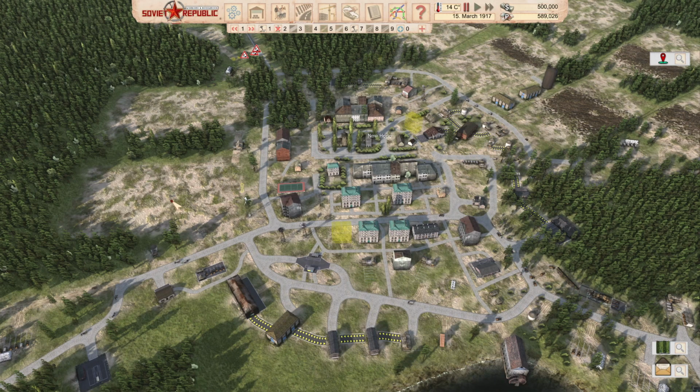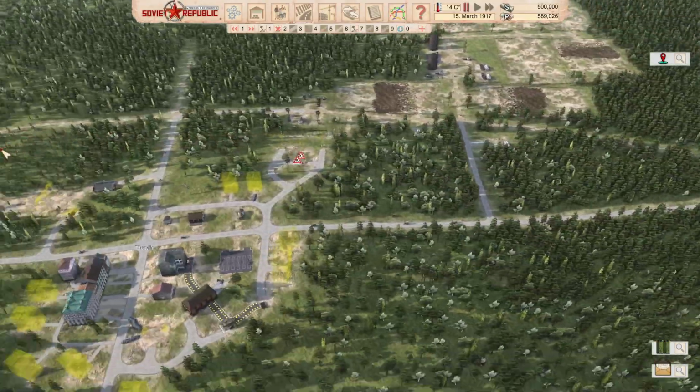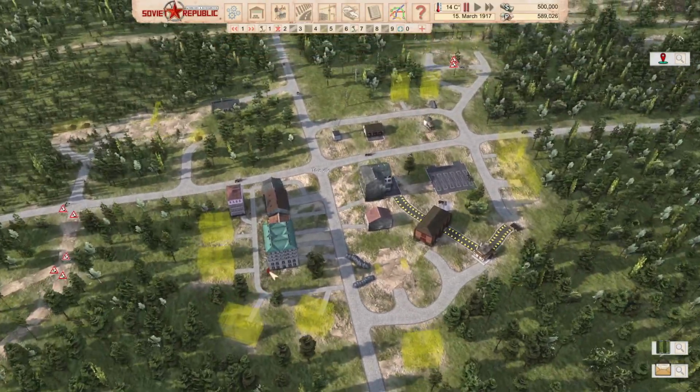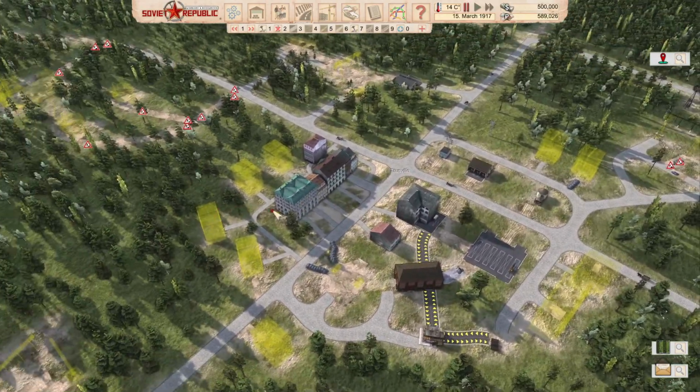And I think that's where I'm going to stop, and we're just going to get down to the gameplay now. The reason the game is on pause: if you watched the previous video, you'll be aware that I tried to populate Titusville here, and it didn't go well, is probably the polite way of saying it.